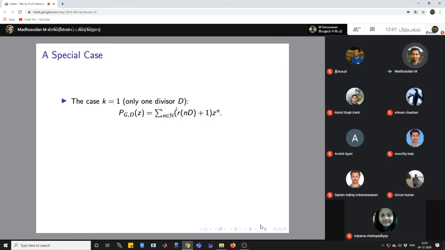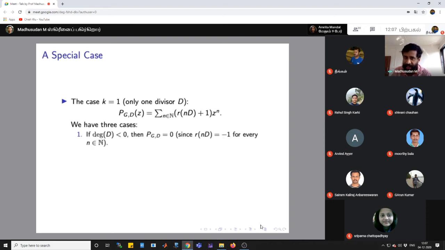So you sum up over all non-negative integers n of this rank, oh sorry, here it should be r_g, I missed that r_g. It should be r_g of n times d, plus 1, times z to the n. That's what it will simplify to, the Poincare series, correct? So now, if you want to show the rationality of this series, we end up with 3 cases. Probably this is fairly canonical. You will have to deal with these 3 cases separately, as far as I see.